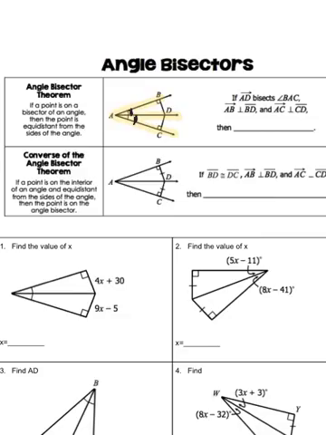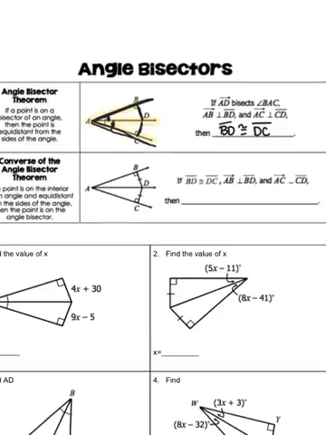Then AB is perpendicular to BD, so that this is perpendicular. And then AC is perpendicular to CD. Okay, so these are perpendicular. Then we can say that BD is congruent to DC. All right. The converse is also true.